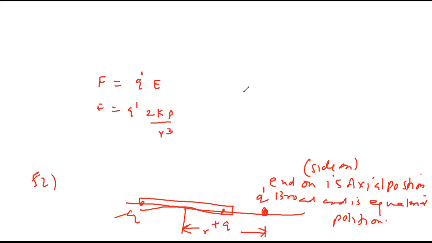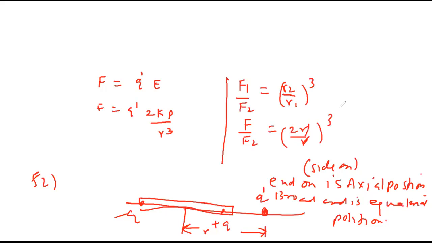So can I say F1 upon F2 will be R2 upon R1 whole cube? Yes. F1 is F, F2 you want, R2 is doubled. So the answer will be F by 8, correct? Yes, sir. Very important.